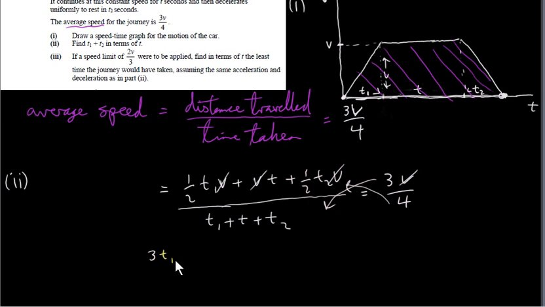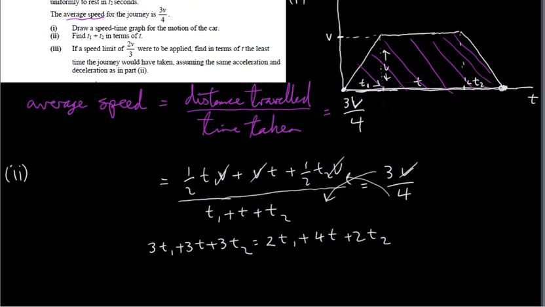So we have 3t1 plus 3t plus 3t2 equals 4 times a half t1, which is 2t1, plus 4 times t plus 4 times a half t2, which is 2t2. And somehow we should be able to get t1 plus t2 out of this. We should be able to isolate t1 plus t2.